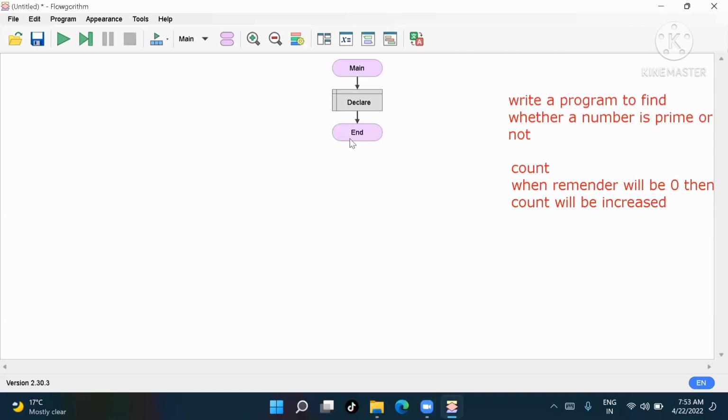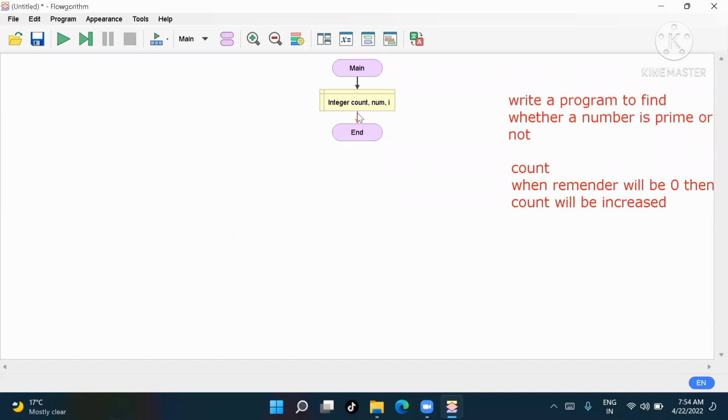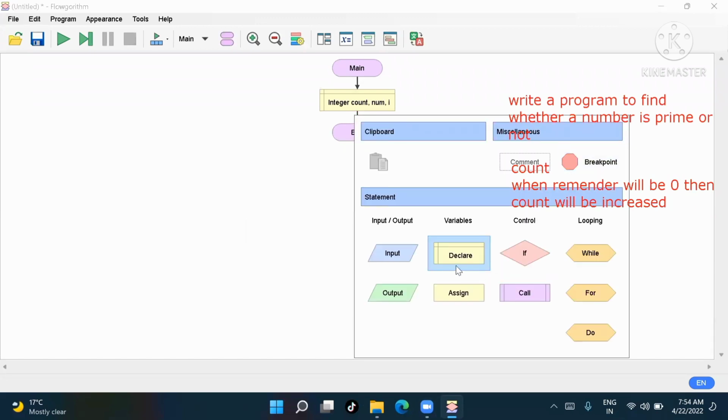Here we'll declare what we have to keep. Sorry, here you have to count. So write count here. Then you have to take number, means any number you will divide. I have taken 7, suppose I have taken 7, that is our num, means number. And for initialization we have to take i. Understood?